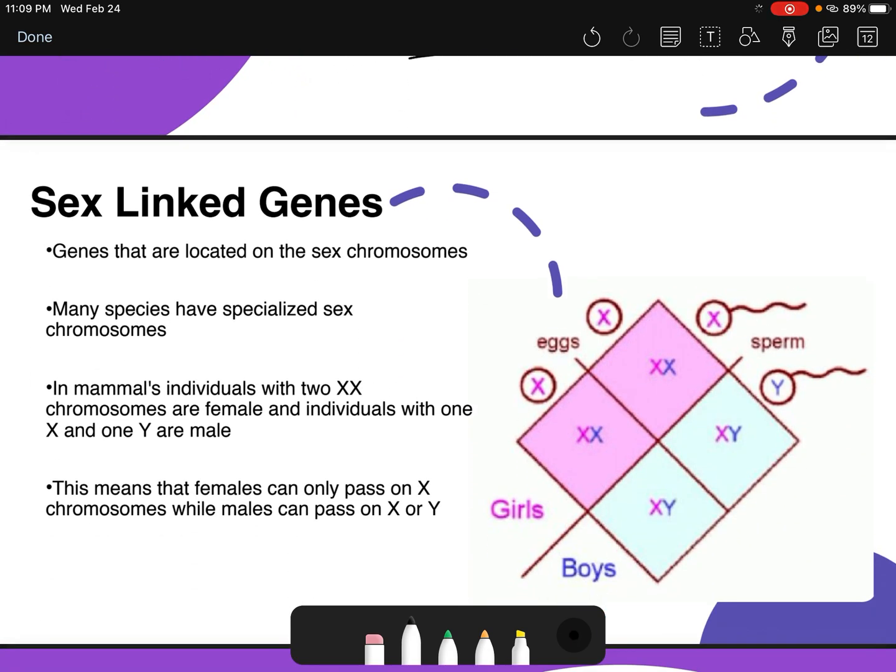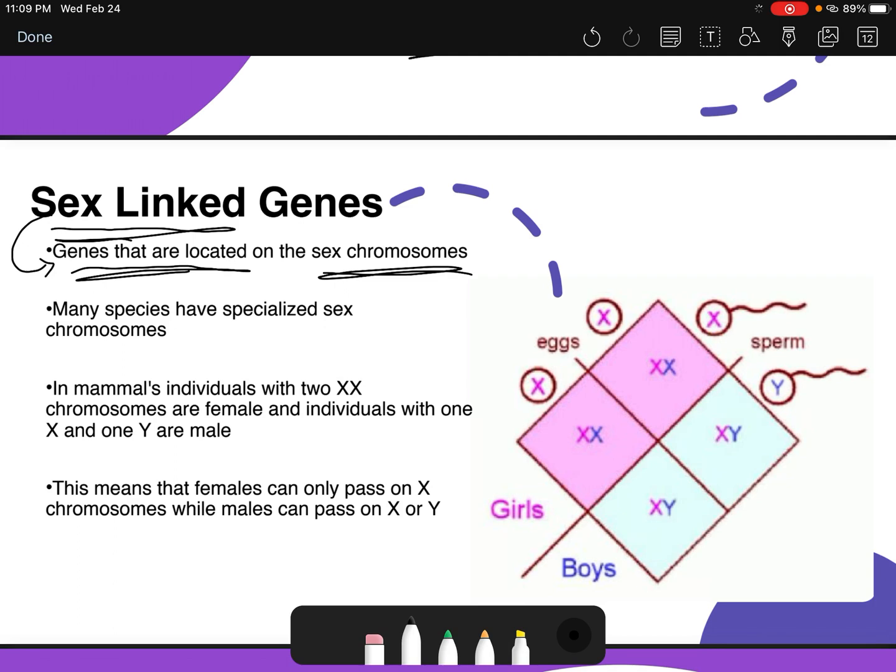All right, so we're going to start off with a couple of reminders of things that you already know, or at least hopefully already know. But if not, this is a good place and a good time to learn it. Genes are located on sex chromosomes, and sex-linked genes are specifically the genes that are located on the sex chromosomes.